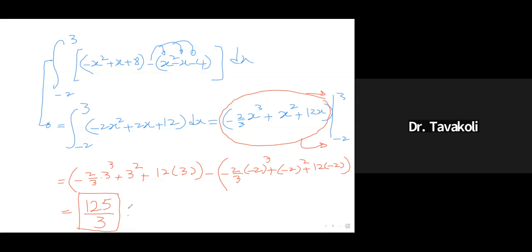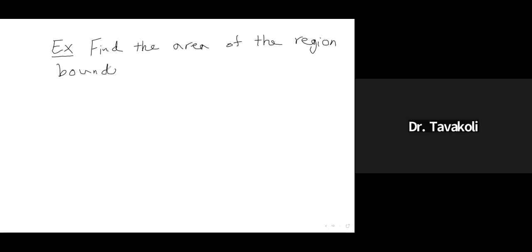Another example, and I encourage you to do it on your own before watching my solution. Find the area of the region bounded by these two functions. One of them is y is x squared, and the other one is y is 8 times radical x.